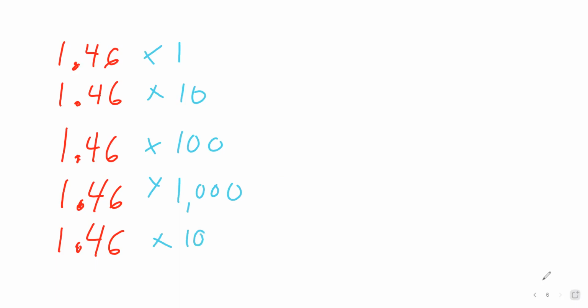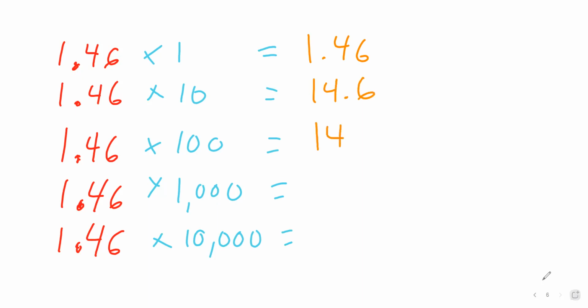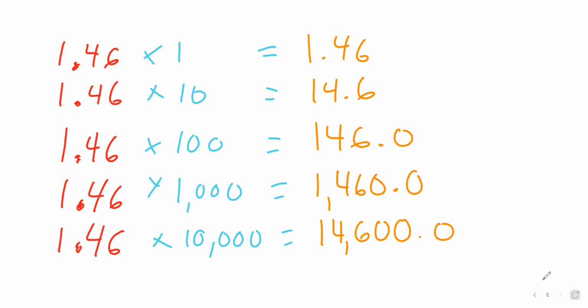And then 10,000. Okay, so if we answered that, I'm going to write down the answers just so you can start to kind of look at a trend here. So this, obviously, 1 and 46/100ths. Next, we end up with 14 and 6/10. Next, we're going to end up with 146. Next, we're going to end up with 1,460. And next, I'll just maybe put the decimals in there anyway. And next we would have 14,600. Okay. So that's what the answers would be.